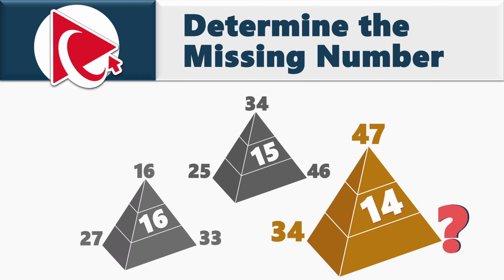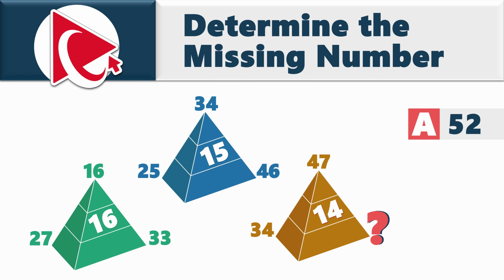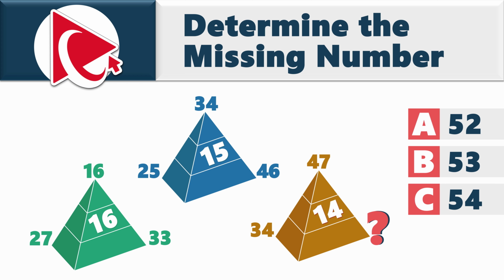Numbers on the outside are 34 and 47, and the missing number you need to determine and select out of 4 possible choices. Choice A, 52, choice B, 53, choice C, 54, and last but not least, choice D, 55.